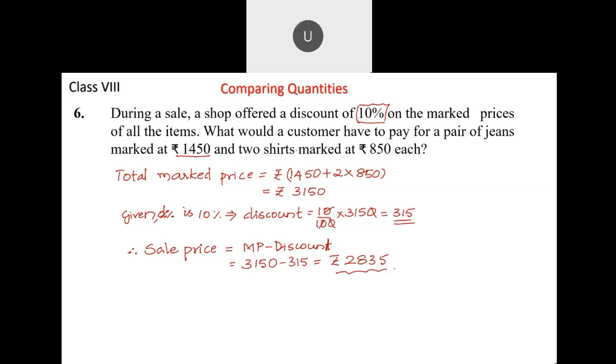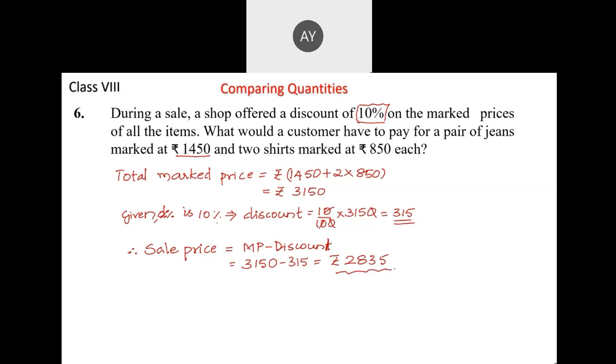That is, a pair of jeans as well as 2 shirts. Understood? Here, I have taken 10% on the total. Otherwise, you can consider 10% on each item individually, 10% on the jeans and 10% on the 2 shirts. The same answer we get. Is that clear to everyone?